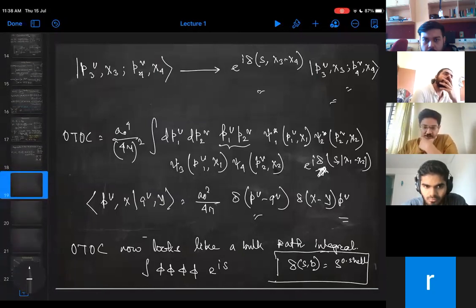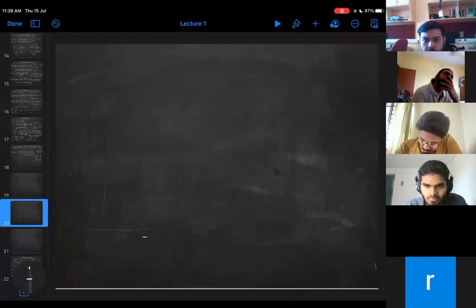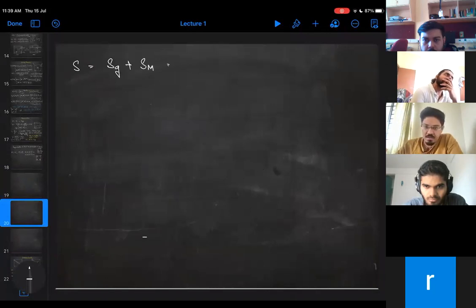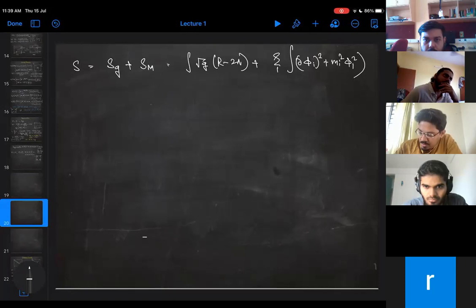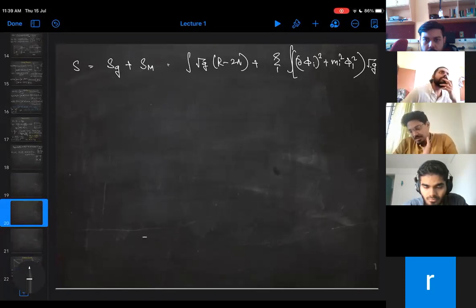So what is this on-shell action now? So my action is here, we are considering gravity and some matter field, I mean the matter which is dual to this operator. So this is like square root g, R minus 2 lambda, plus sum over i of square root g, del phi_i square, phi_i square. So now I'll discuss two limits.